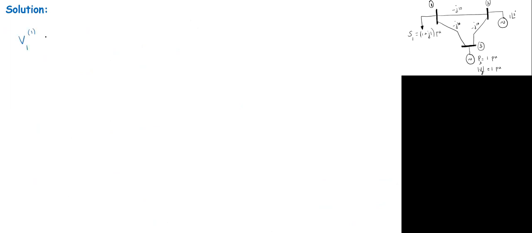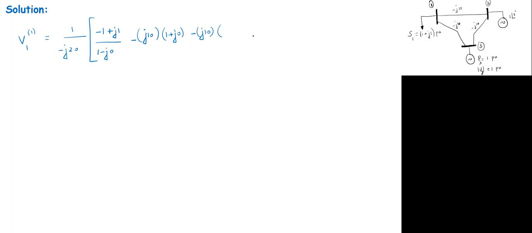V1 of 1 is going to be equal to 1 over negative J20 times P1 scheduled is minus 1, minus of minus J1 is going to be plus J1 divided by V1 of 0 is assumed to be 1 plus J0 and its conjugate is going to be 1 minus J0. It doesn't really matter, it's just 1 at the end of the day. Minus Y12 is J10 multiplied with V2, which is 1 plus J0, minus Y13 is J10 once again, which is multiplied with V3's initial value.